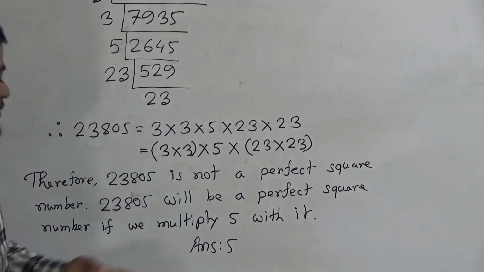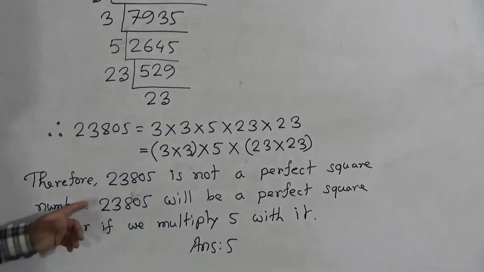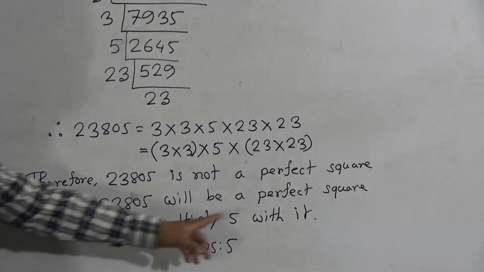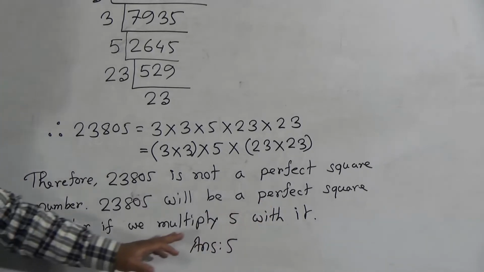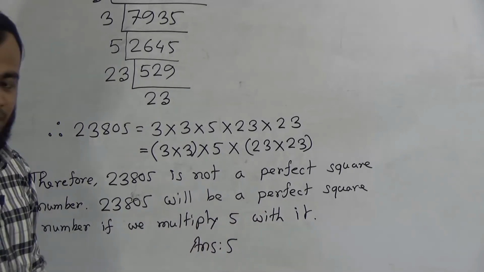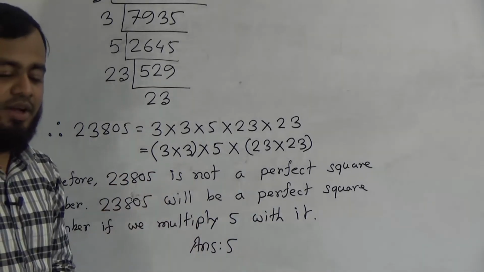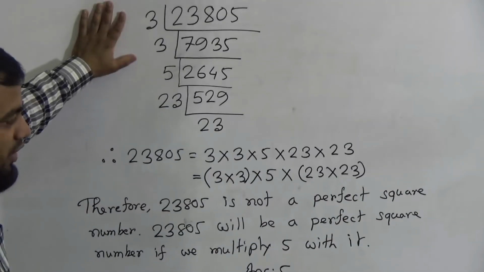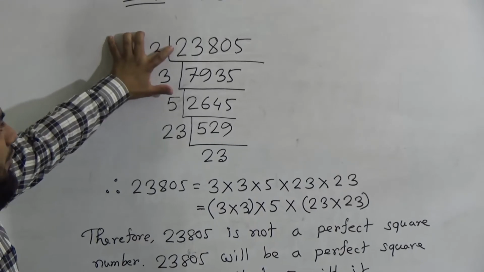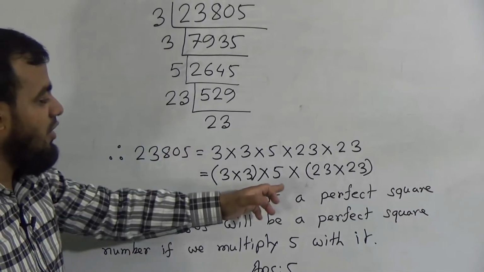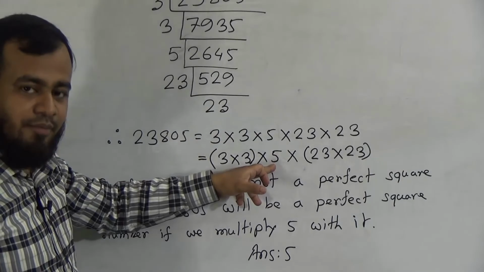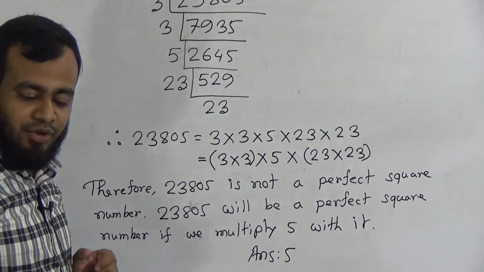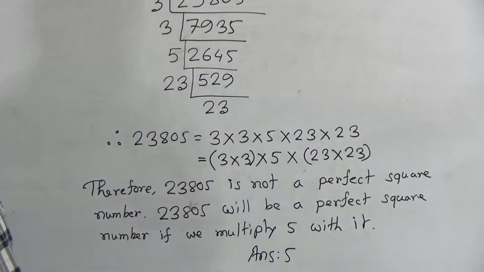Or you can write these words another way. Therefore this one is not a perfect square number. 23,805 will be a perfect square number if we multiply at least 5 with it. You can write it in any way, my dear student, no problem. I think you have understood how to calculate. First of all, we should resolve that number, then we should make the pairs. The number which can't make a pair should be multiplied with the whole number, then we can get a perfect square number. Okay, now we will solve question number 4, my dear students.